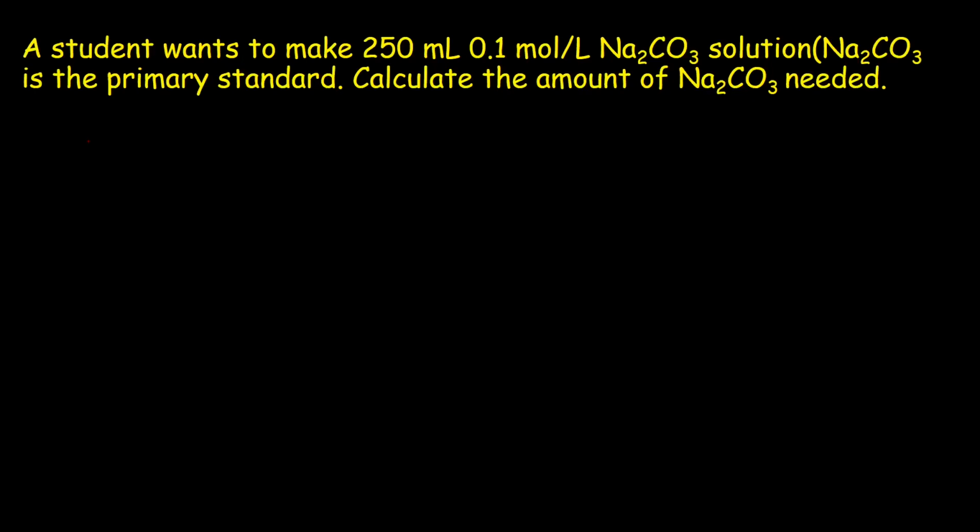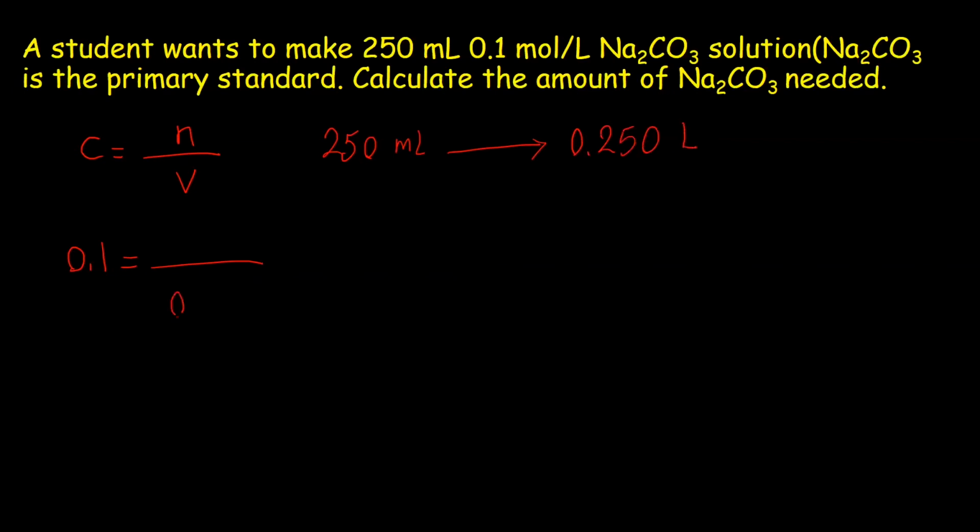The first step is to use the formula C equals n over V to find the number of moles of sodium carbonate that we need. C equals 0.1, V equals 250 milliliters, that I need to convert to liters, that is 0.250 liter. I substitute these numbers, and n is equal to 2.5 times 10 to the power of minus 2 moles of Na2CO3.